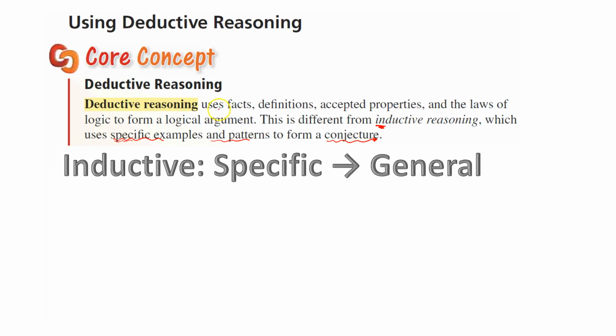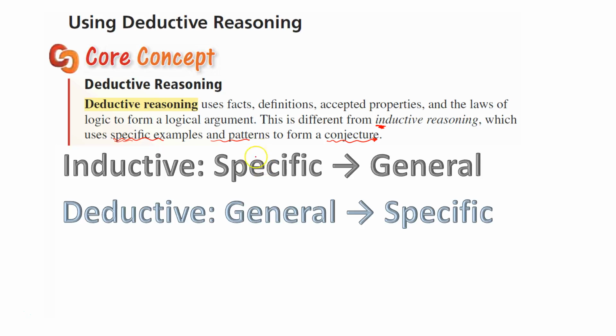Deductive reasoning, on the other hand, takes general things like facts, definitions, and accepted properties that are true in the general case, so true for all cases. And what we do is we try to come up with a specific conclusion regarding one certain case. Let's try to explore that and see what that really even means.